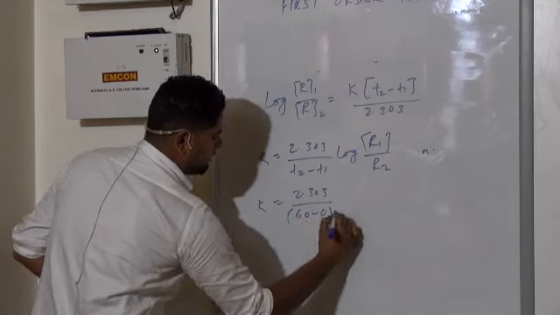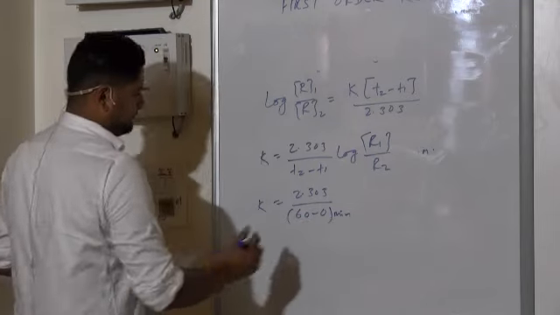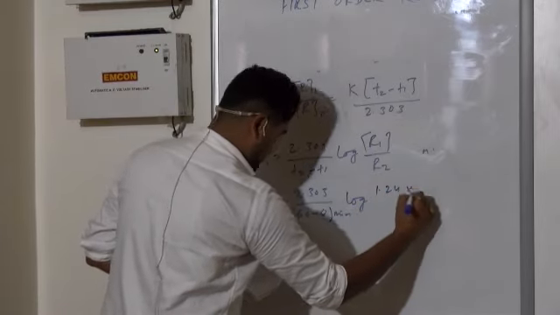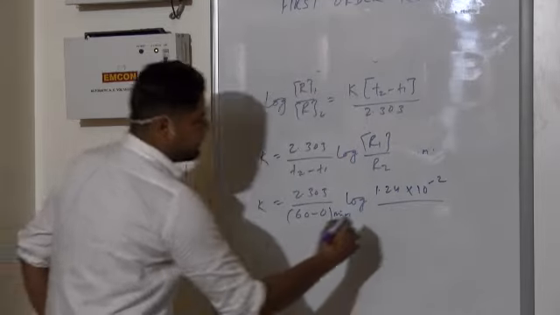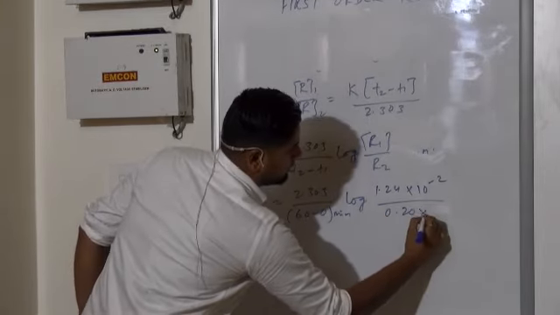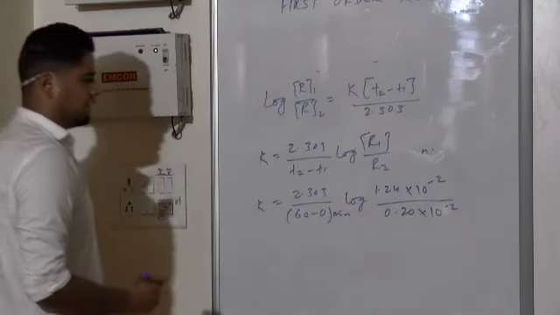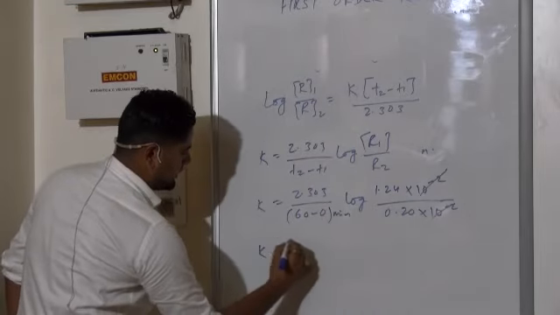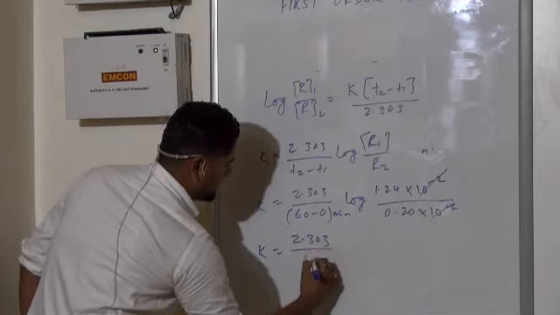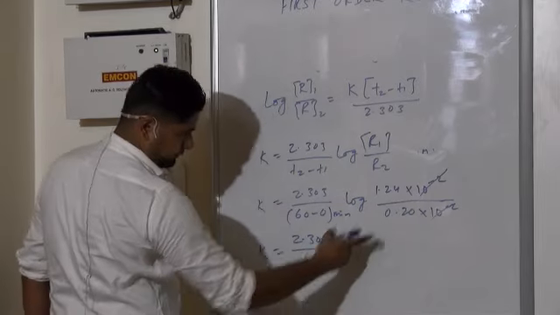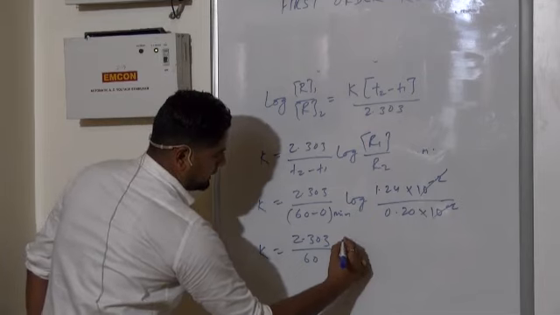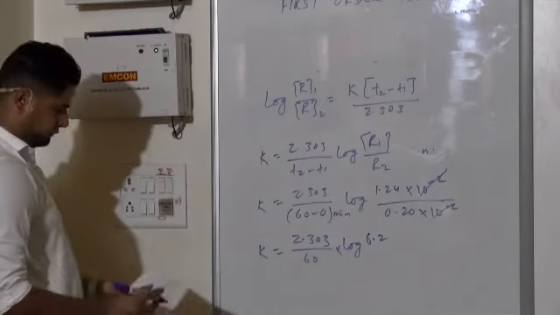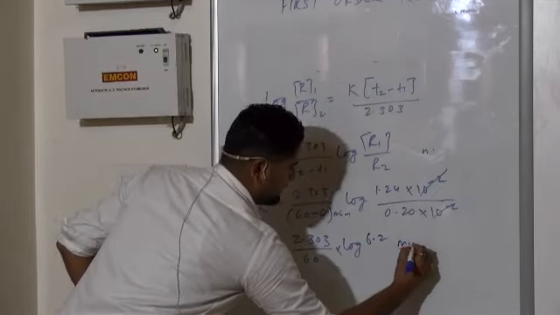Okay, so this is actually minutes. So this will be log. What is R1? R1 is 1.24 into 10 to the power minus 2. Then what is R2? 0.20 into 10 to the power minus 2. So this gets cancelled. So K is equal to 2.303 by 60 into log, if you cut this, 6.2. This will be per minute.